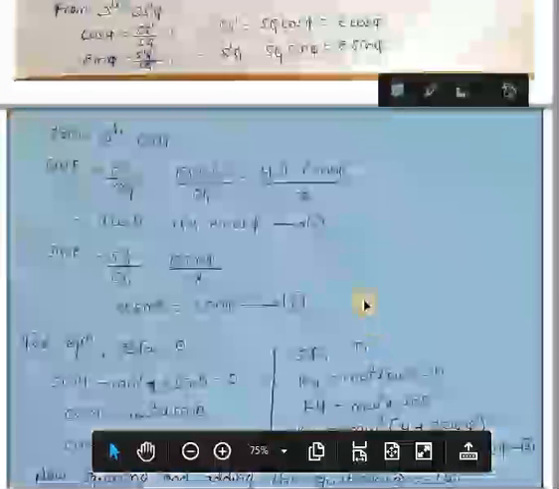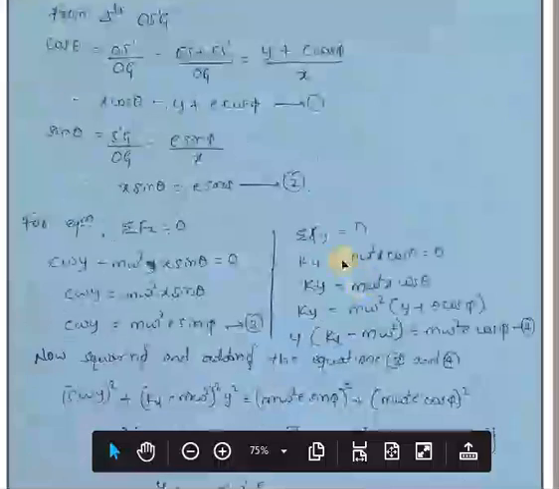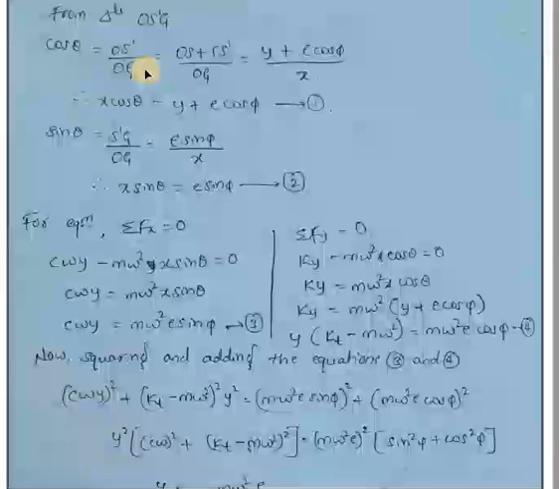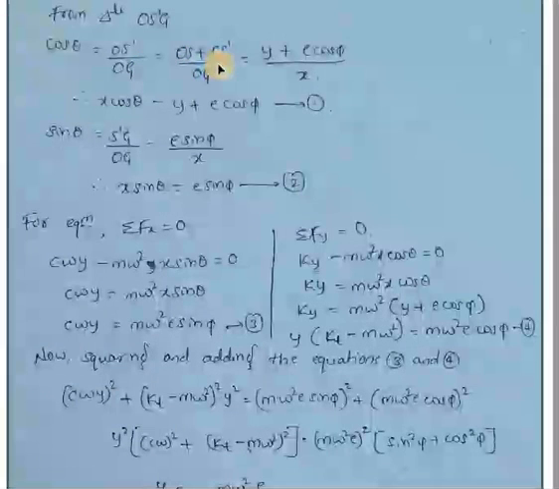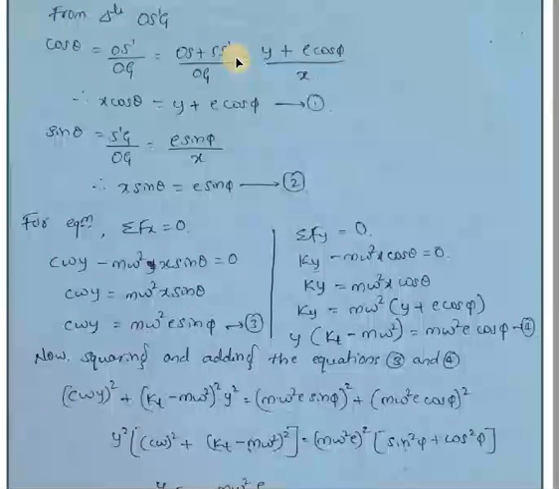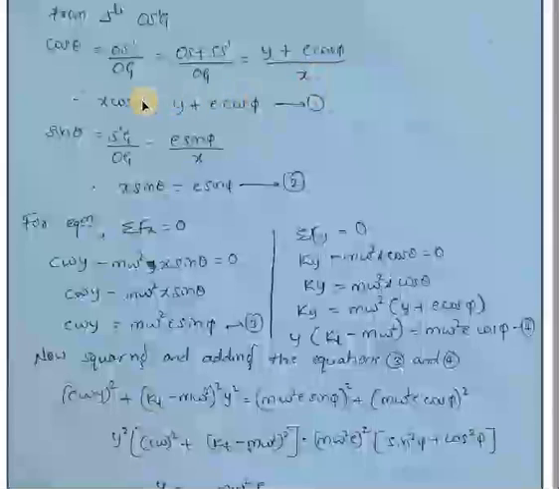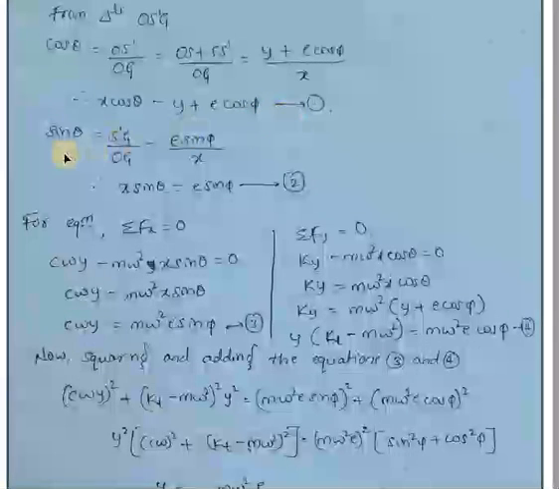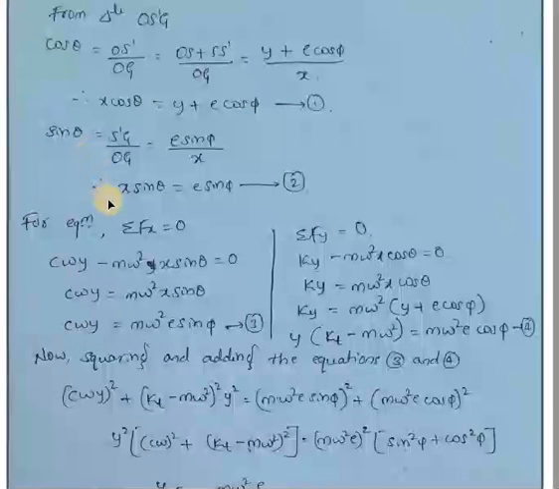Substituting that, from the triangle OS'G, cos theta is OS' divided by OG, which is equal to OS plus SS' divided by OG, where OS is y and SS' is e cos phi, and OG is nothing but x. So x cos theta equals y plus e cos phi, equation number 1. Similarly, for sin theta, x sin theta equals e sin phi. This is equation number 2.